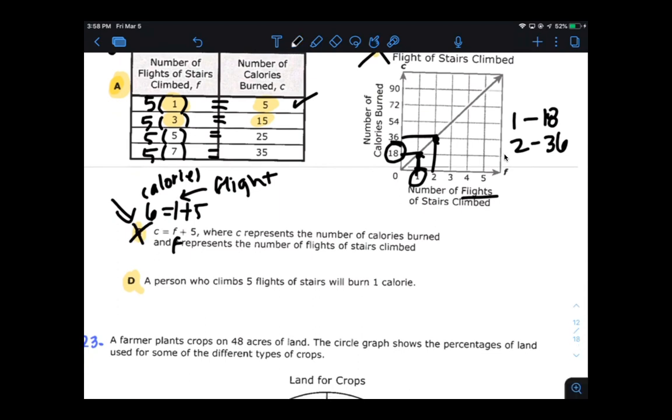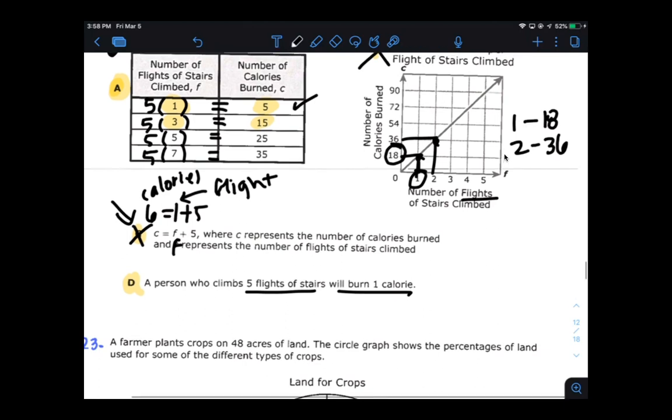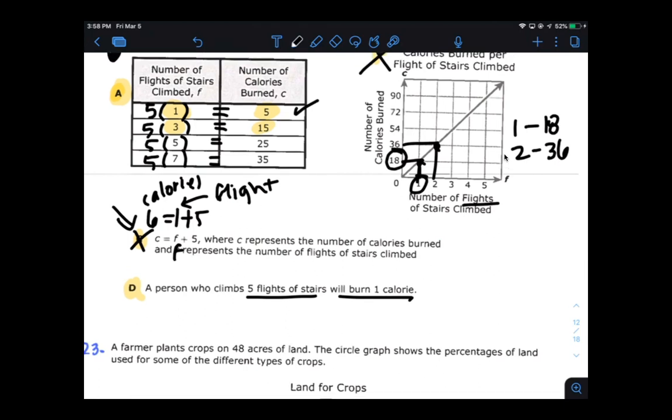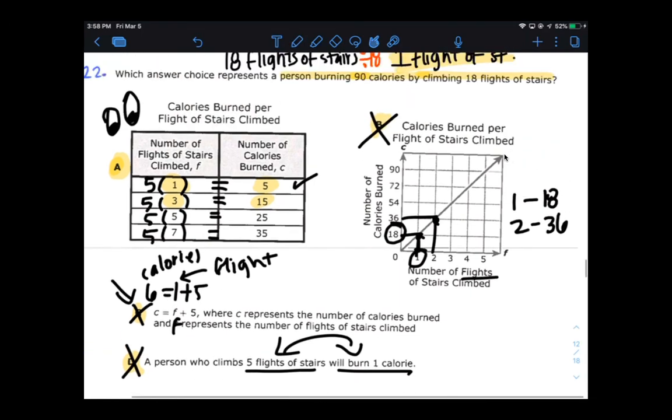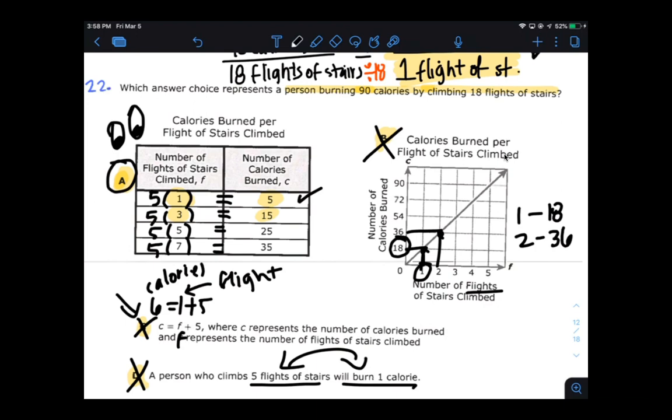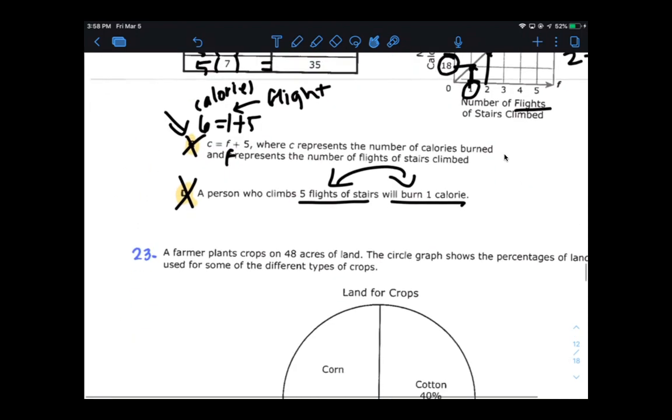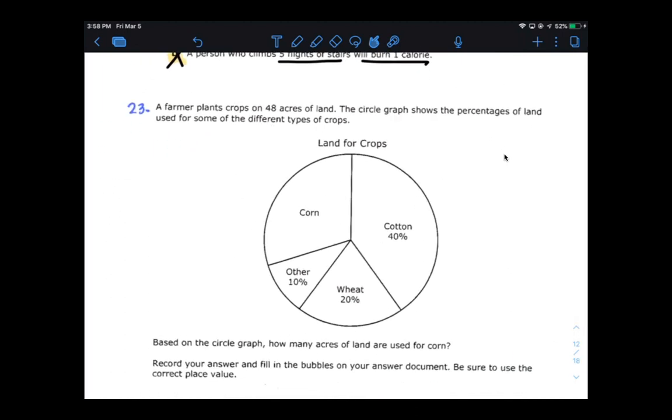Then letter D says a person who climbs 5 flights of stairs will burn 1 calorie. It doesn't even sound right, and this is backwards, right? This is entirely backwards of our findings. So our best choice would be letter A. There you go. So we're done with problem 22. 3 more to go.